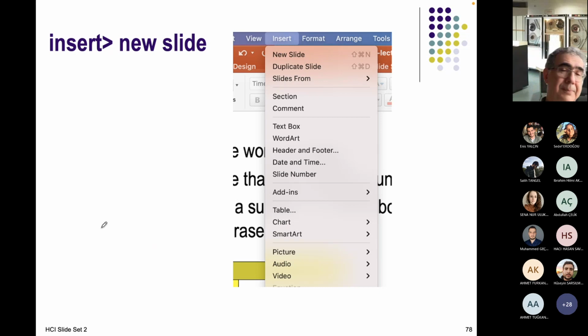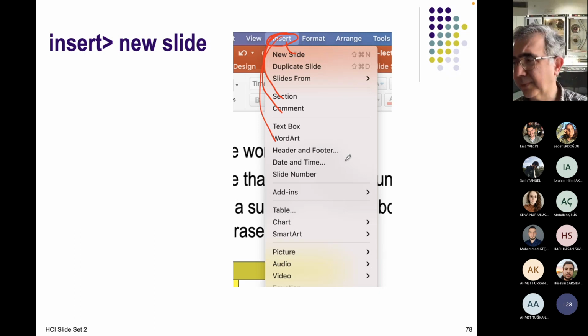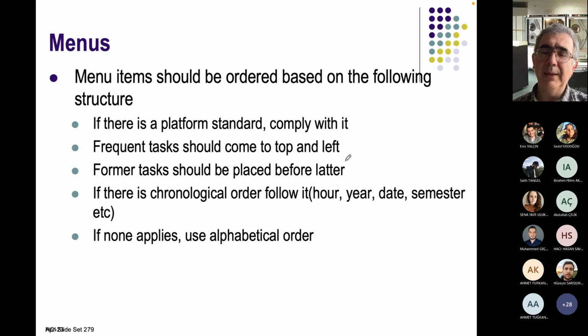An example is insert new slide, insert section, insert comment, insert word art. So as much as possible, many of them are readable together. They should be ordered based on the following structure. If there is a platform standard, comply with it, such as the Apple menu, such as the file menu.